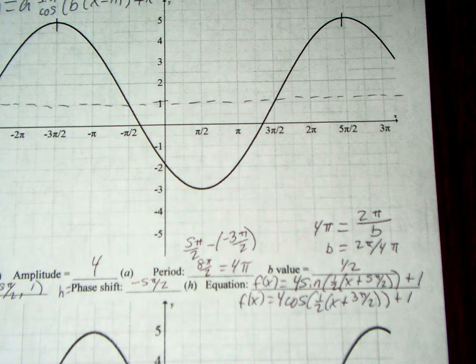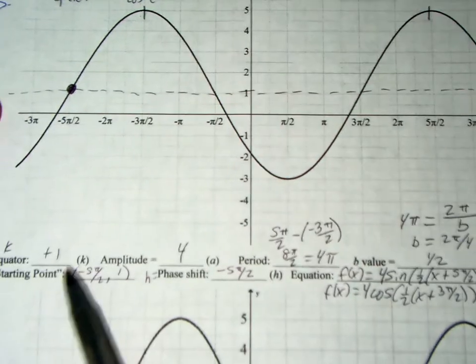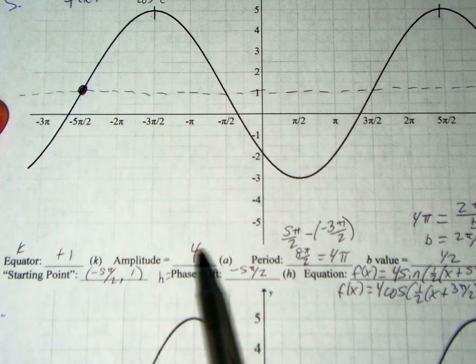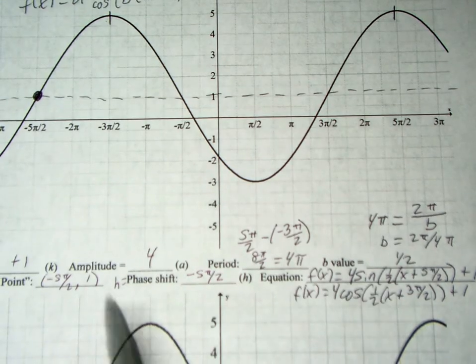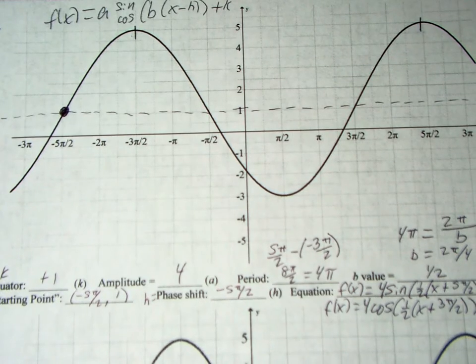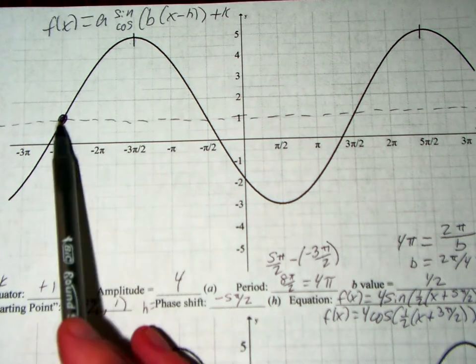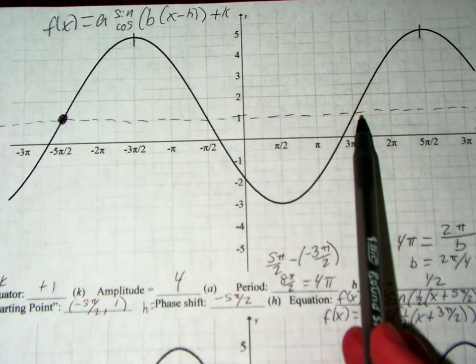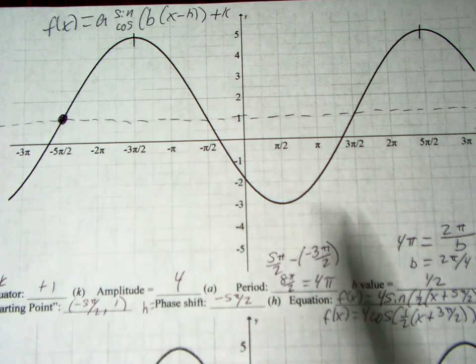Notice, anything you do, the k value is always the same, the amplitude is always the same, and the b value is always the same. The only thing that changes, depending on your choice of the starting value, is what the h value is, the phase shift, and if you're going to use sine or cosine. If you start on the equator, you'll use sine. If you start on a maximum or a minimum, you'll use cosine.